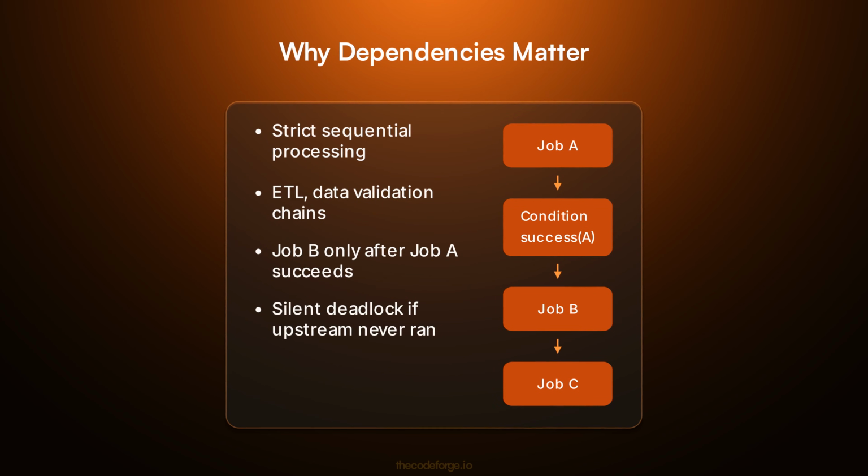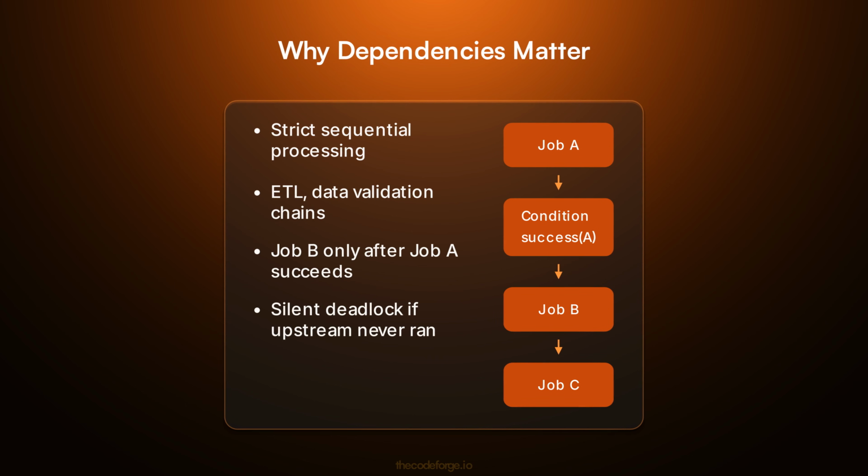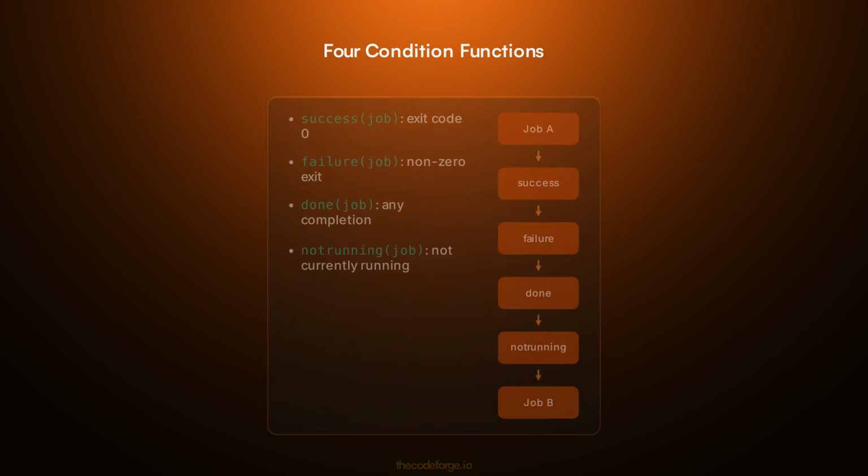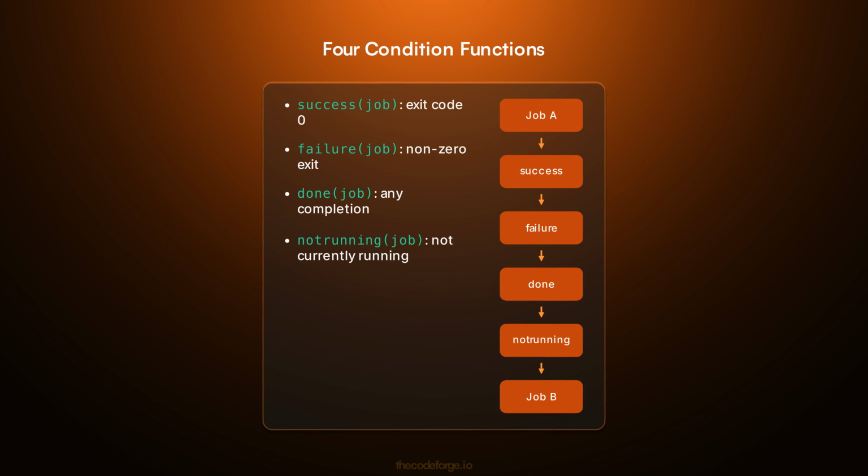Dependencies are the core mechanic. The condition string is a Boolean expression referencing upstream job statuses. When all conditions are true, the downstream job becomes eligible. But a critical property: conditions evaluate the most recent run. If an upstream job has never run, its status is inactive, and success evaluates to false, so the downstream job blocks indefinitely with no alert. AutoSys provides 4 functions.